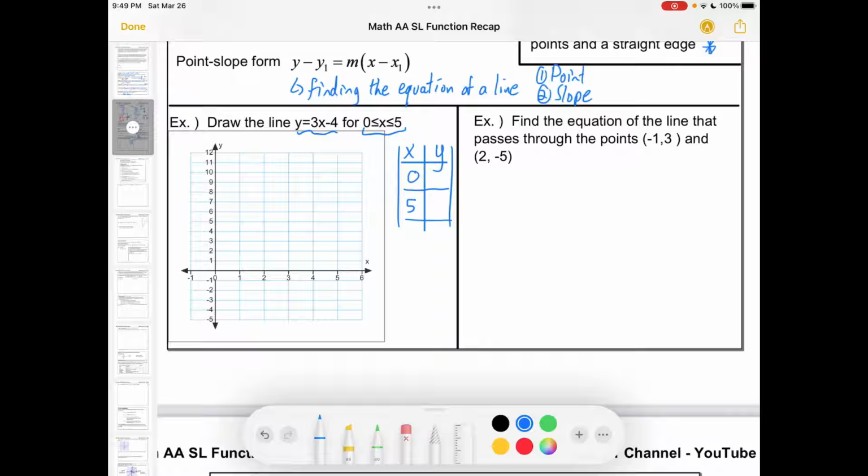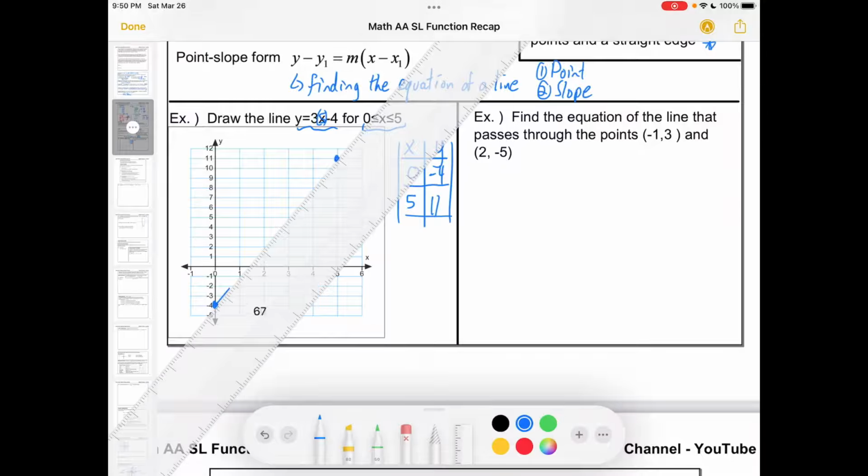What I'm going to do is just make a little table of values. And I'm going to use the starting and ending points, though I could use any points at all. So if I put 0 in for x, I'd have 3 times 0 minus 4, or -4 for y. Great, that's a point. If I want to put in 5 for x, well, that would be 3 times 5 minus 4, or 11. So there's another point, 5, 11. And all I need is a straight line connecting those.